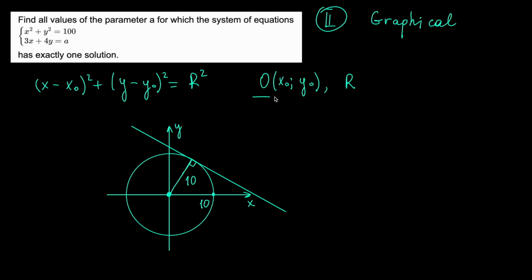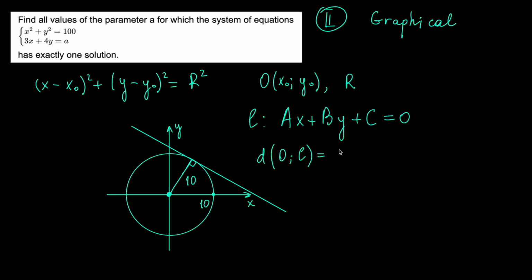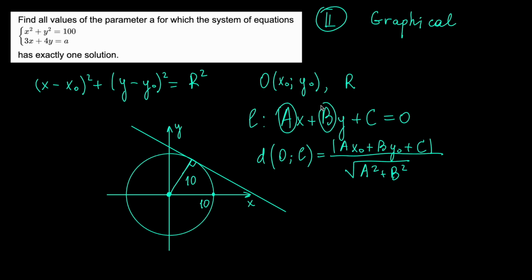Let me remind you that if we have a point and a line which is given by the equation ax plus by plus c equals 0, then the distance from the point to the line is given by this equation, the absolute value of ax0 plus by0 plus c. So we just plug the coordinates of the point into the equation of the line, divided by a square root of a squared plus b squared, which is basically just the length of the normal vector to the line.